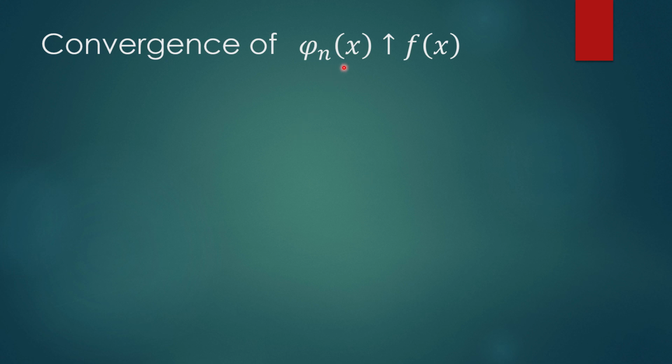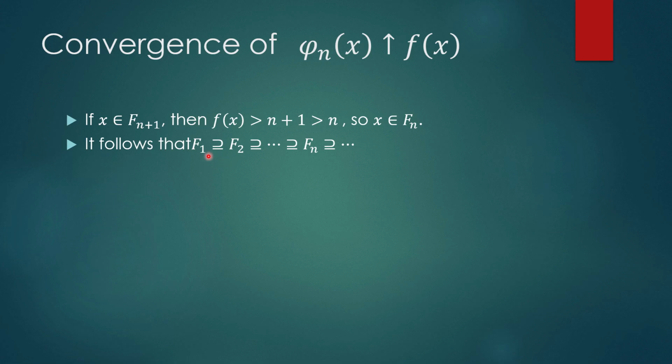Now we are going to show that phi n x is converging to the function f of x. If x is a member of F_{n+1}, then f of x is greater than n plus 1 from the definition, and that is greater than n, so x belongs to F_n. Therefore the F_n form a decreasing sequence: F1 is a superset of F2, F2 is a superset of F3, and so on. So by De Morgan's law, F1 complement is a subset of F2 complement, like this.